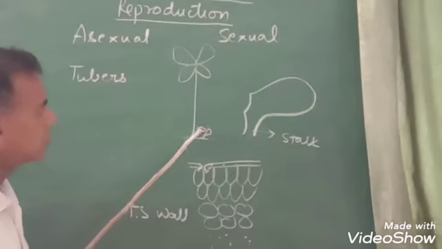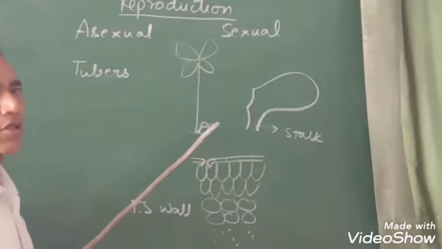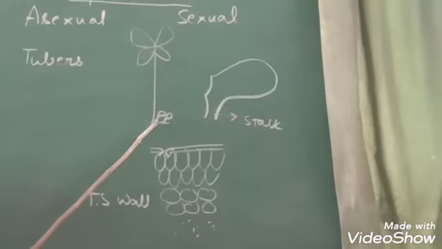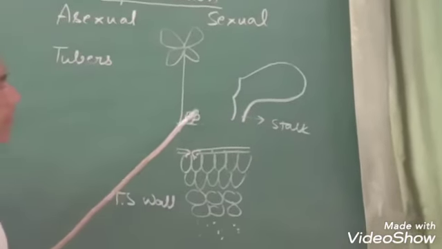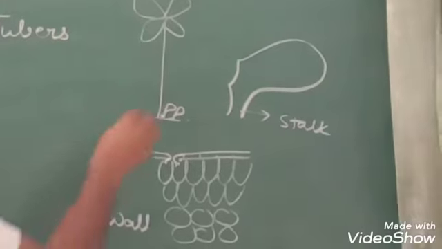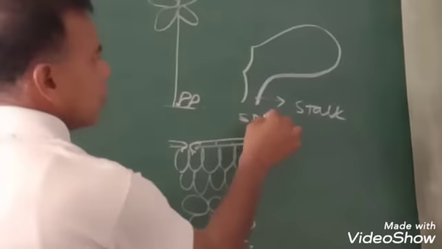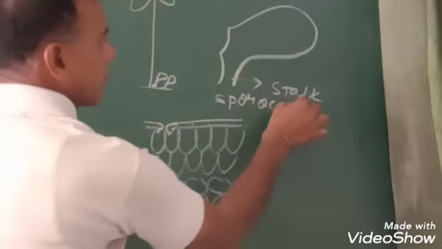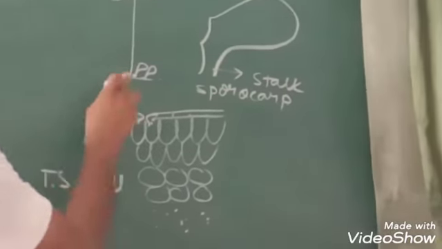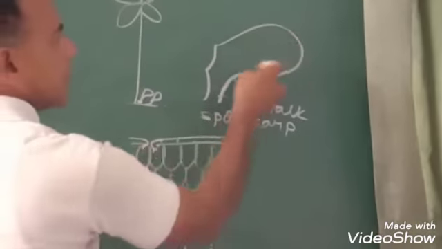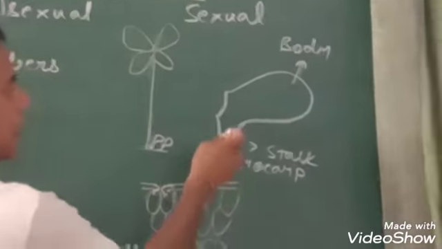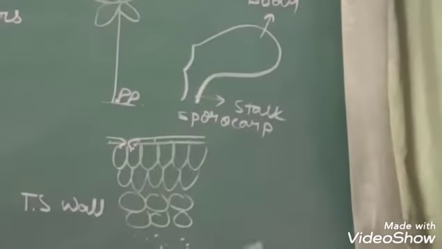You can see these tiny bean-like structures which are found near petiole. These are known as sporocarp. These structures are known as sporocarp, and on enlarging this we can see that it is made up of a big body attached by means of a stalk.